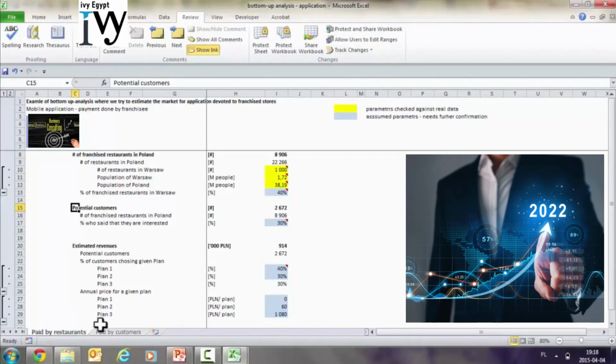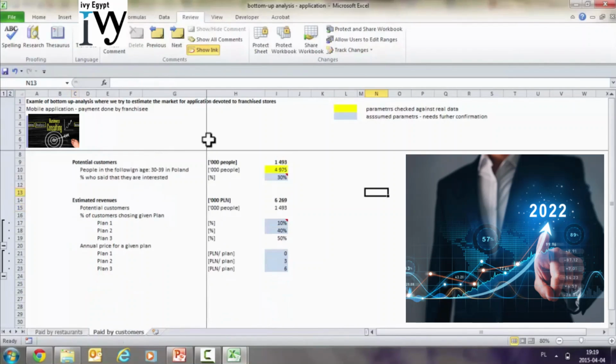We can also imagine ourselves in a situation where the end customer and the payer are the same people, so it is paid by customers. So here we have similar calculations. We look at the number of people in the age bracket 30-39 in Poland. We assume that 30% of them would be using it, and that they're going to pay and use some of the plans.